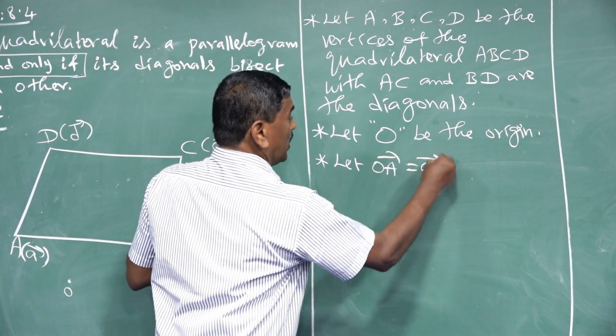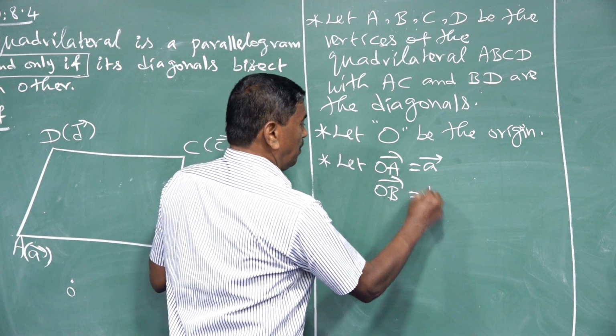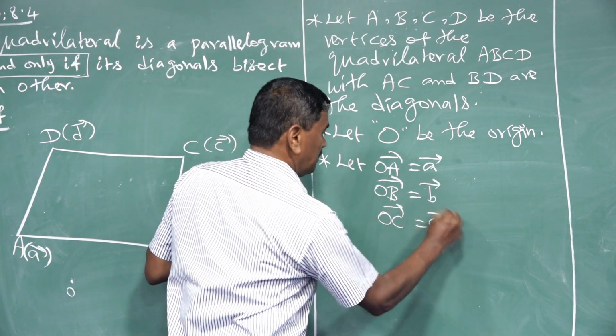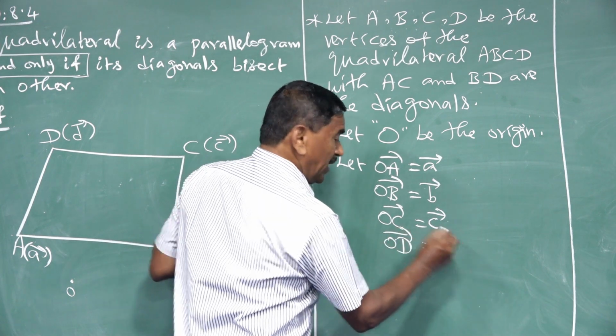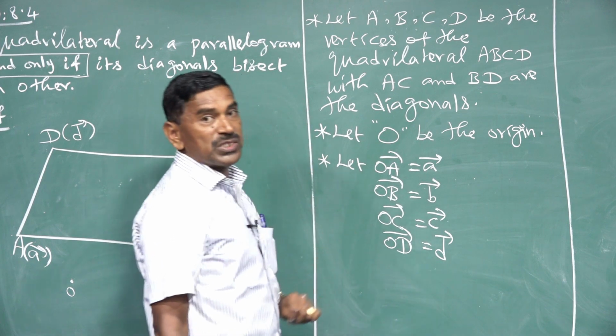OA vector is equal to A vector. Similarly, OB vector is equal to B vector. Next, OC vector is equal to C vector. OD vector is equal to D vector. So the initial theory portion is ready.